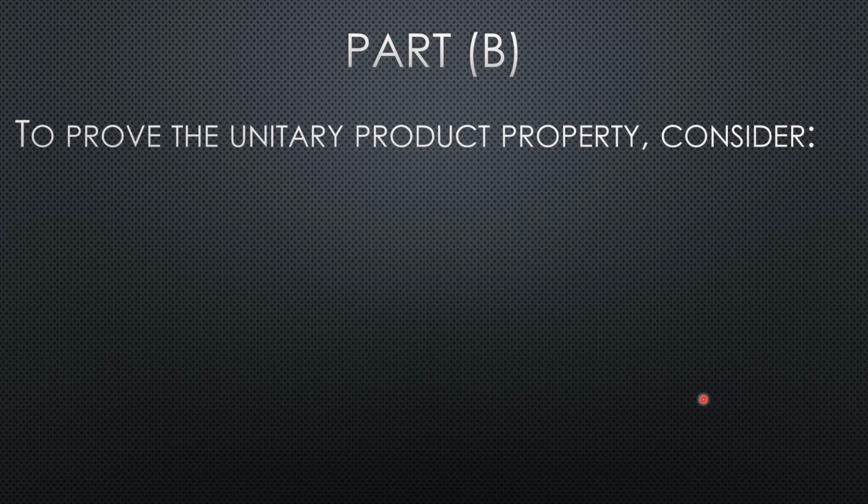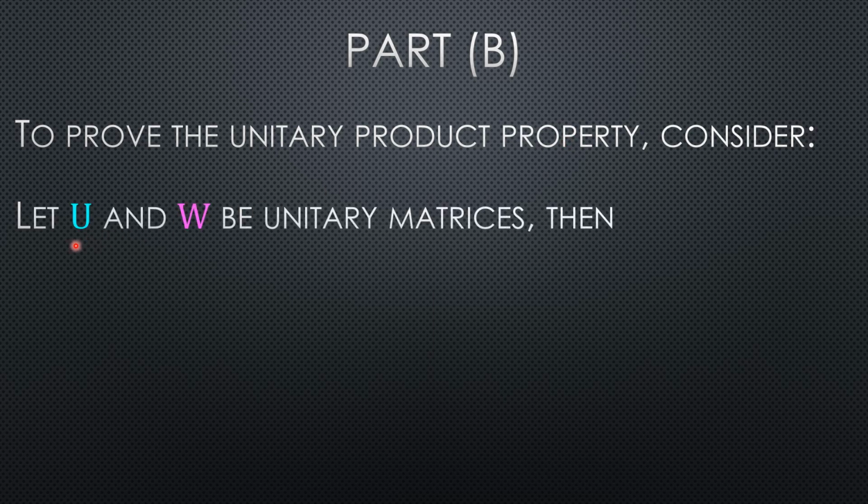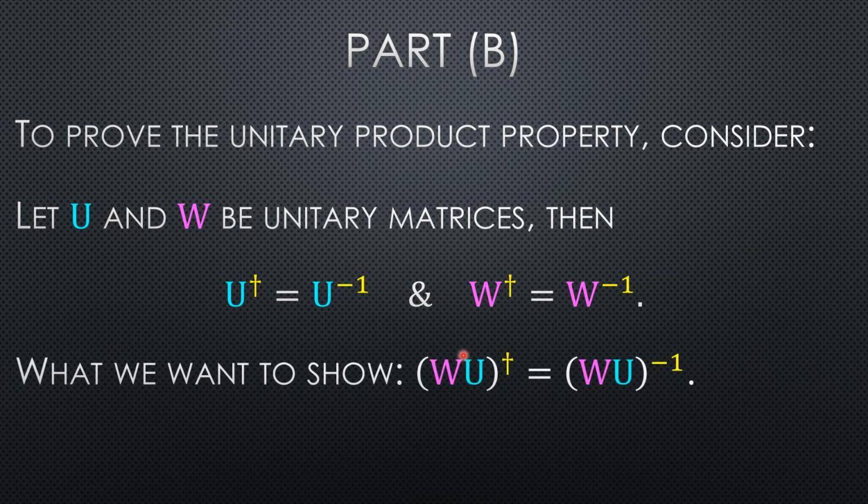Moving on to the second part here. To prove the unitary product property, we need to consider two unitary matrices, U and W. By definition, to be unitary, we need the adjoint to equal the inverse. So if U and W satisfy these requisites, then we need to show that (WU) dagger is equal to (WU) inverse. Now again, we could say I want something like V dagger equal V inverse, where V is equal to WU, if that helps you to see what we actually need.